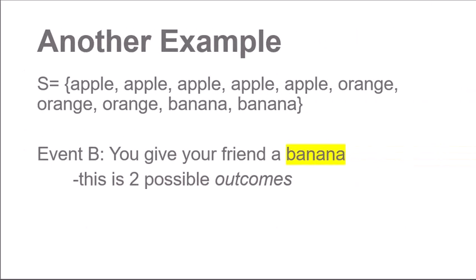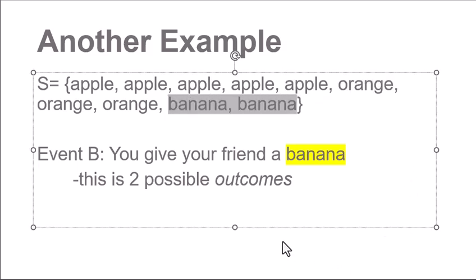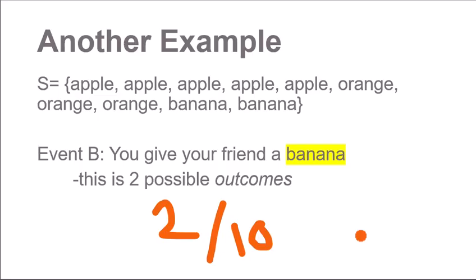Here's another event. Event B is you give your friend a banana. This is 2 possible outcomes, so it's a single event with 2 possible outcomes. Those would be getting one of these 2 bananas. So again, we might not care which banana it is, but we have 2 different ways to get a banana. So this means that the probability of getting a banana is 2 out of 10, listing the number of possible equally likely outcomes that give us a banana out of the total number from the sample space. Or we could reduce this to 1/5.